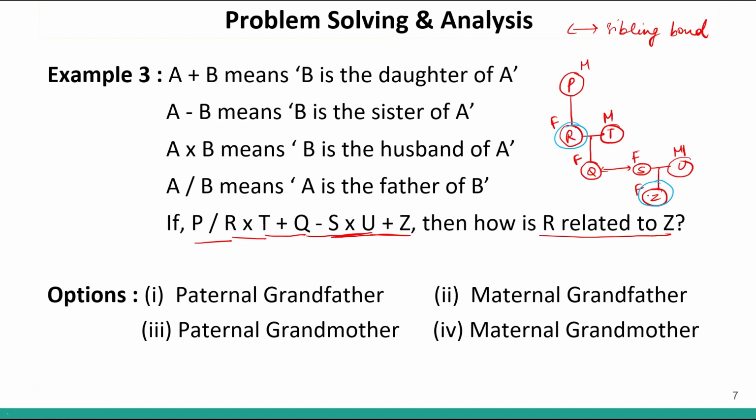So over here I can clearly see that R is the mother of S. R is the mother of S. So R will be the grandmother of Z. And if she is the mother of mother, that means she will be grandmother of Z. So the correct answer will be option number 4, grandmother. Clear?